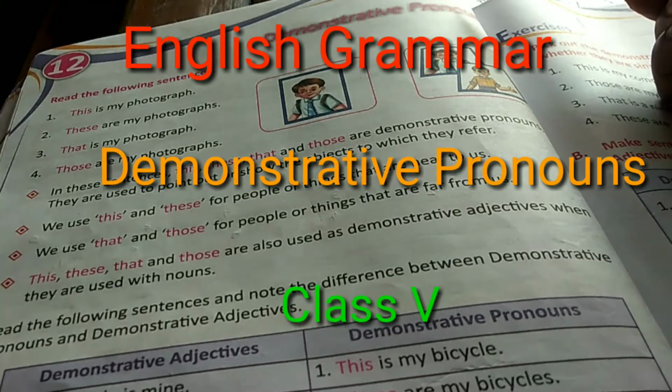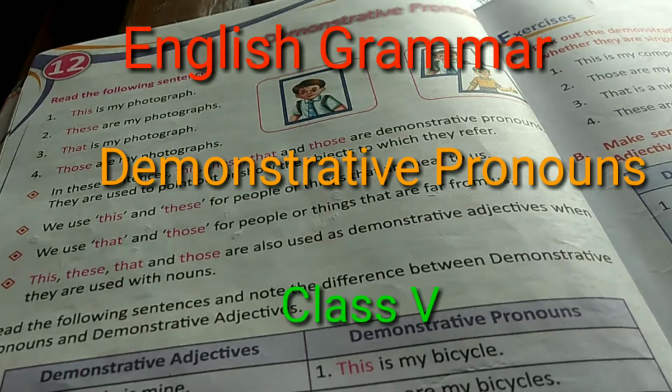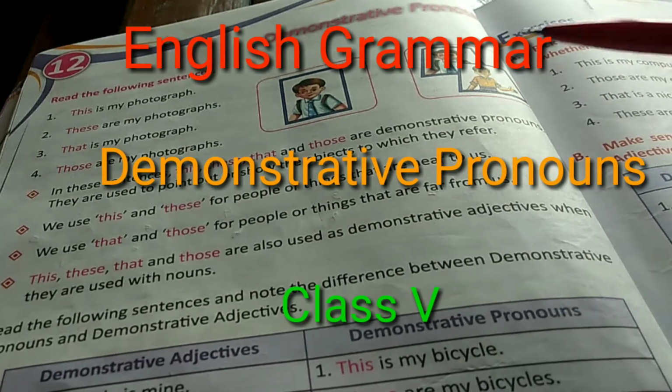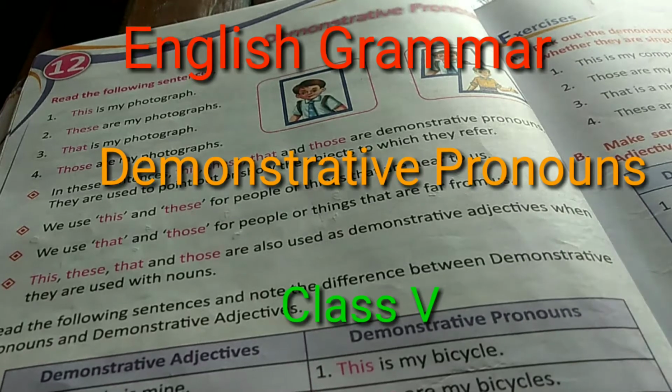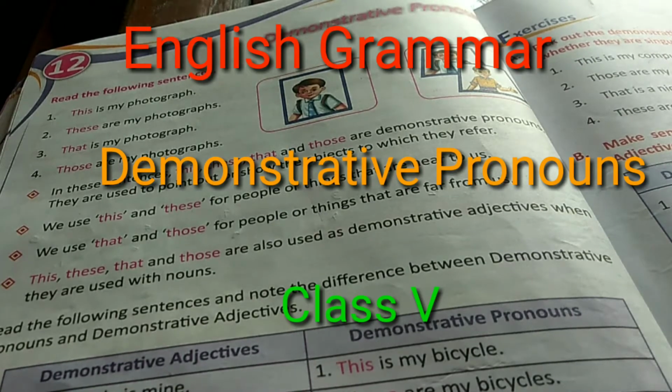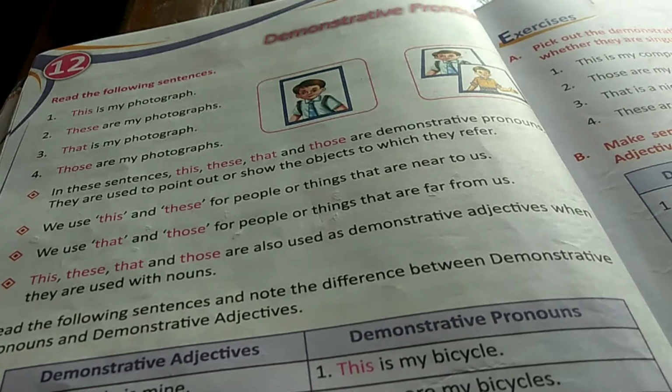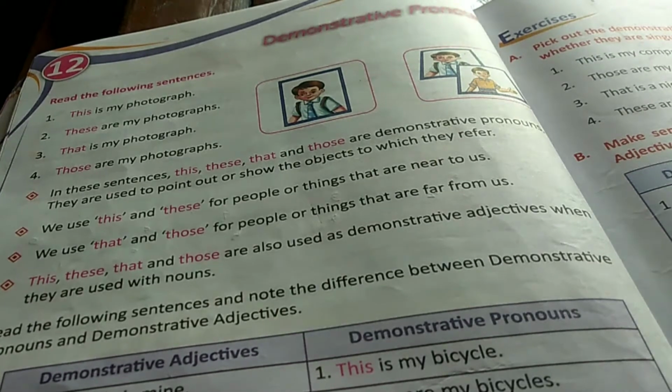We use demonstrative pronouns to point out or to show the objects to which they refer. Let's take examples, then you will understand it very easily.